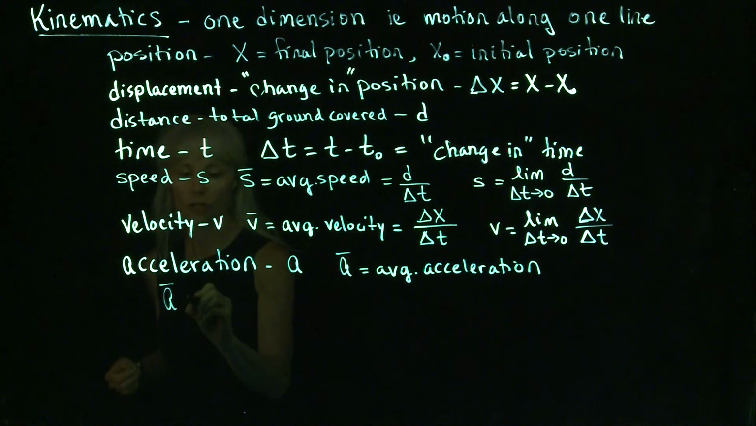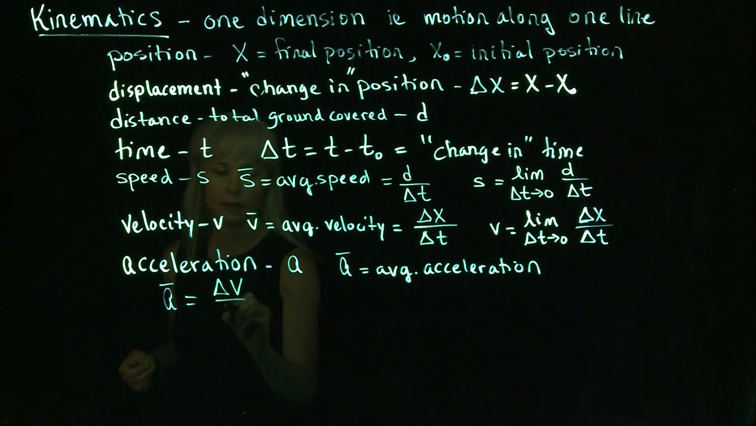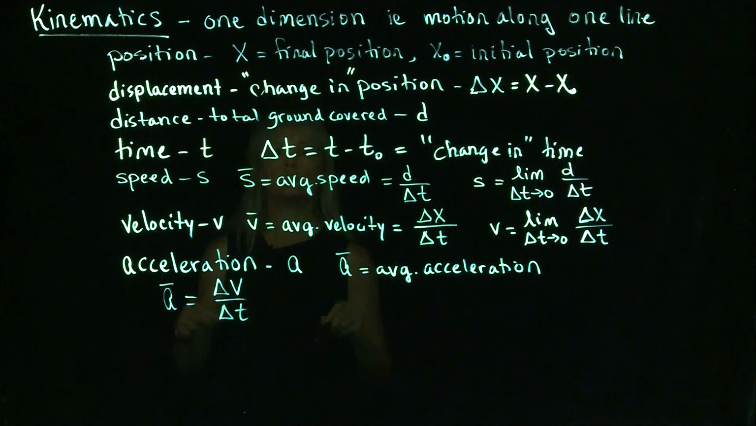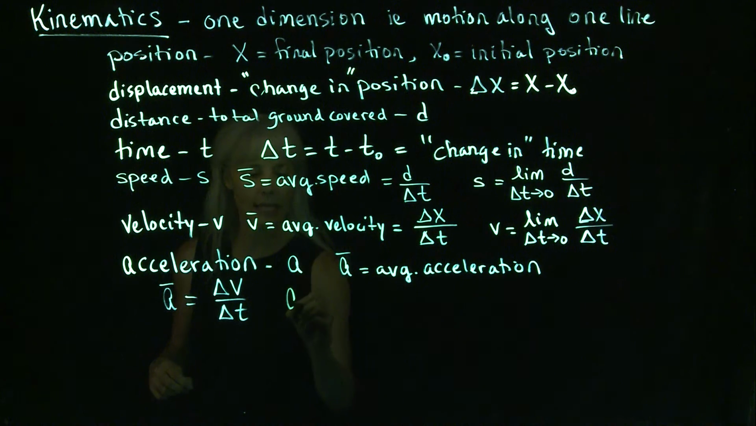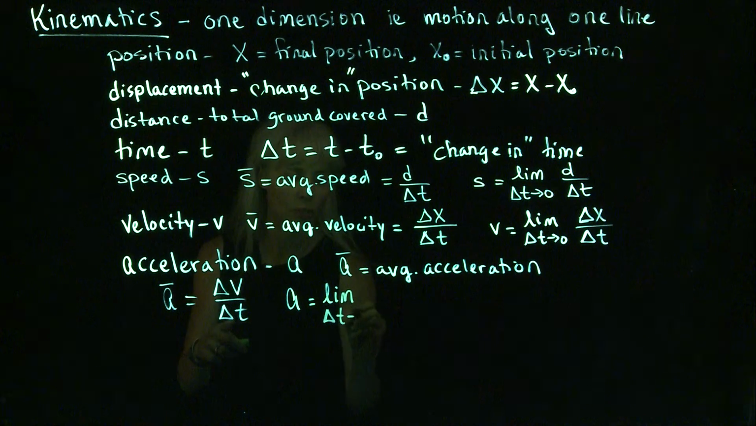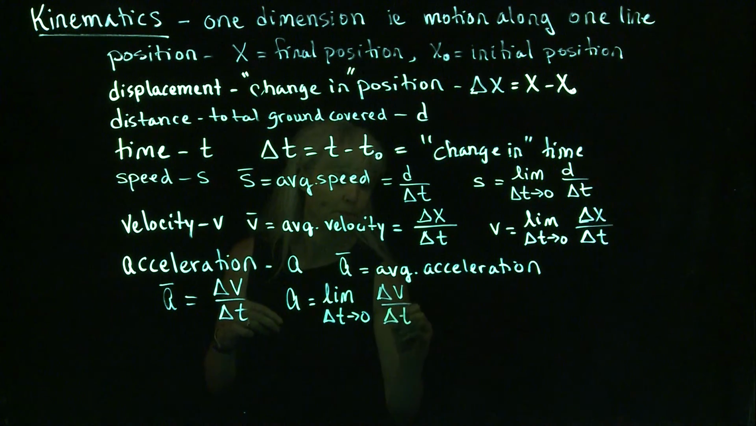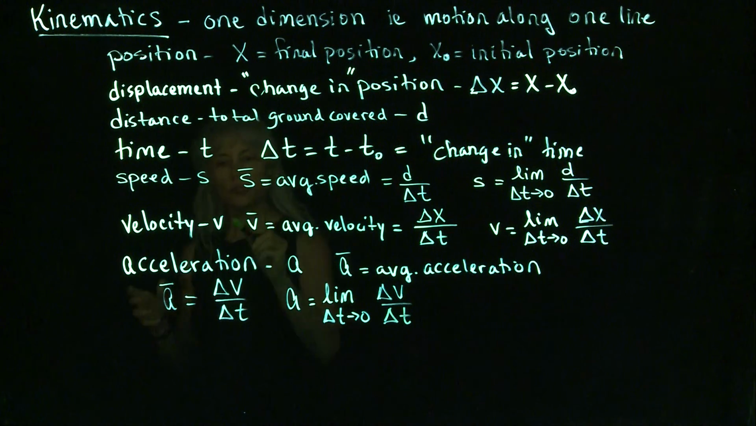Acceleration, average, is defined as the change in an object's velocity divided by the time that elapsed while the object's velocity was changing from some initial value to some final value. The instantaneous acceleration for an object is going to be equal to the limit as we shrink this denominator down to 0 and just pick out one instant in time, delta v over delta t. So the acceleration of an object is how its velocity changes with respect to time.